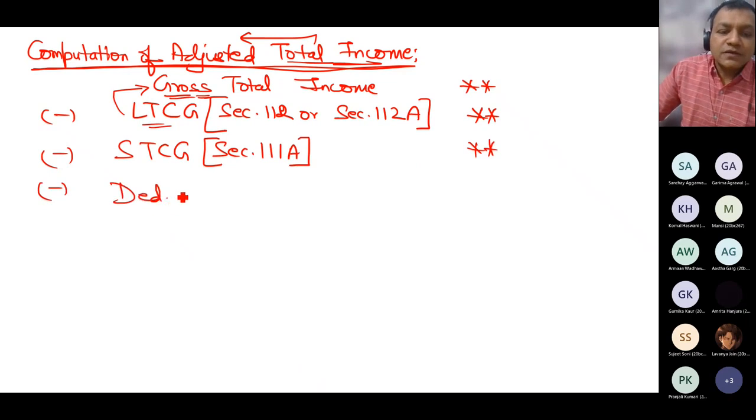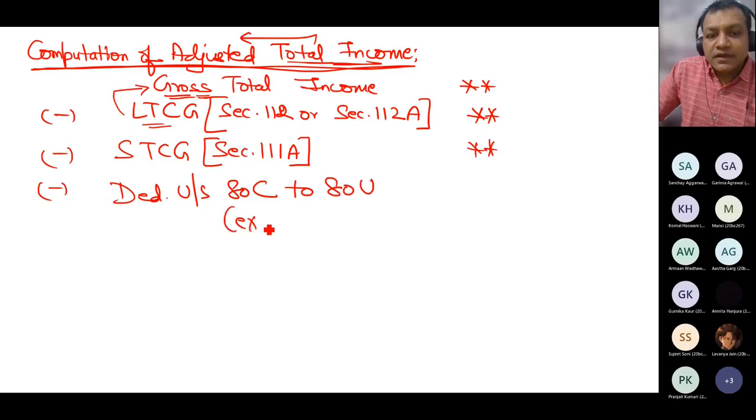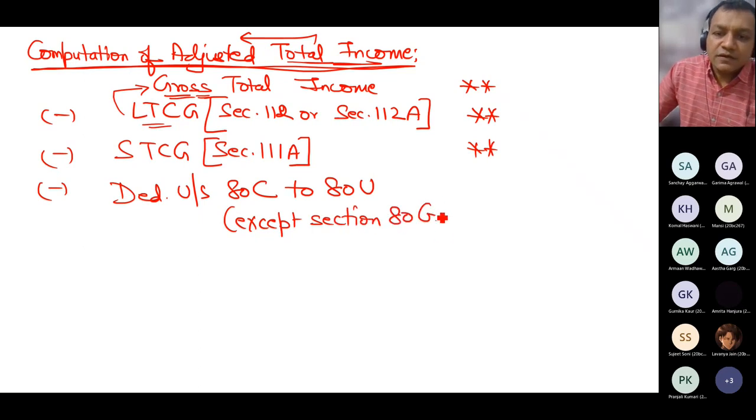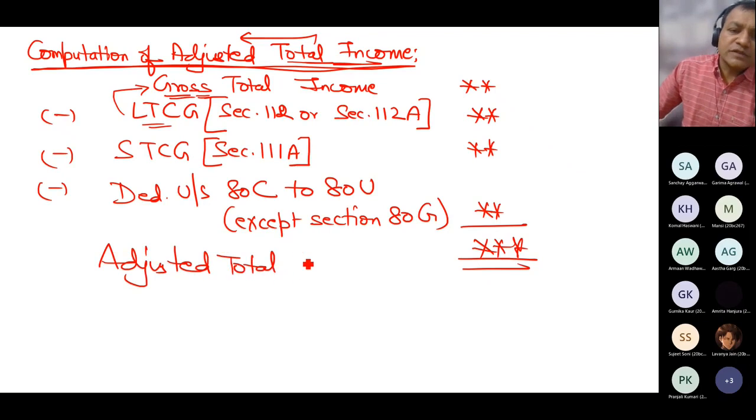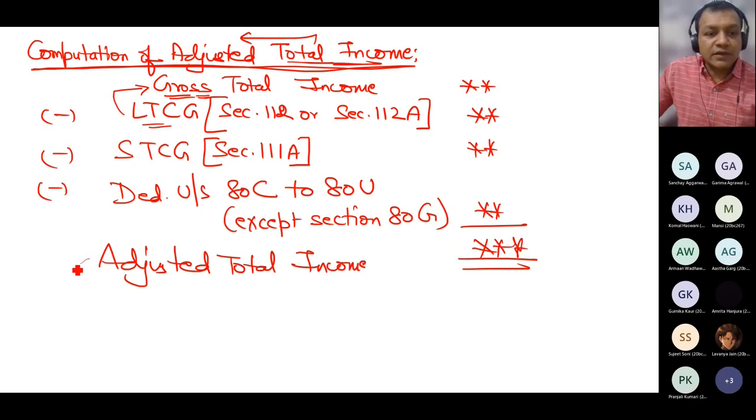Then you remove all deductions under section 80C to 80U except which? Except 80G, because this I am still computing. Except section 80G, whatever deduction you have in the numerical, you deduct. This is my adjusted total income. I'm not discussing anything further. Now I'm directly moving to discuss a numerical with you, and then you will understand it better.